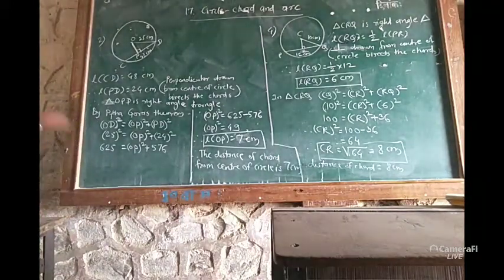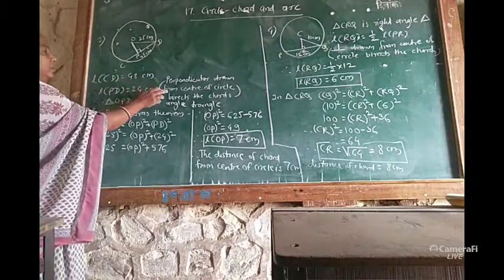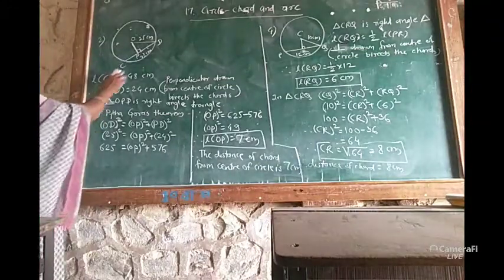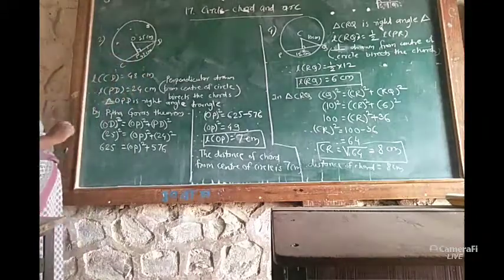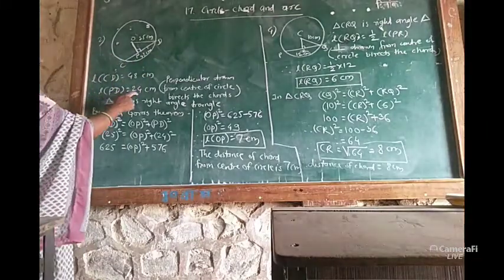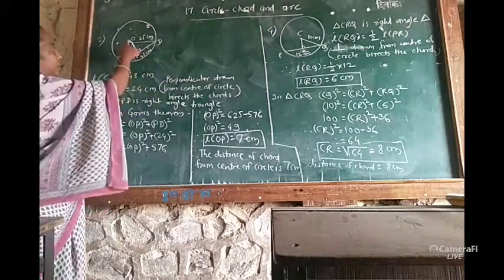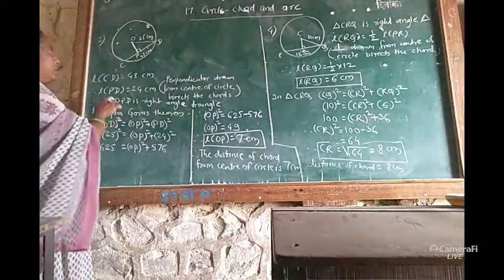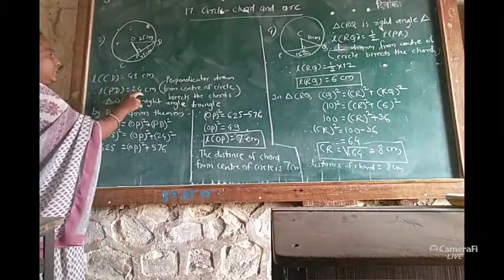Now see here, the length of CD, that is the length of the chord, is 48 centimeter, and by using the first property of the chord, we can find the length of PD. Here, the length of PD is equal to 24 centimeter, because the property is that the perpendicular drawn from the center of the circle on the chord bisects the chord. According to this property, the length of PD is 24 centimeter, which is half of CD.